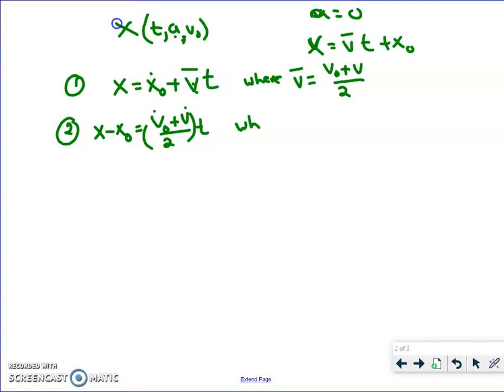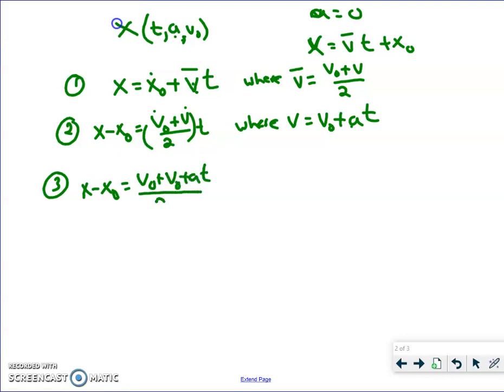So I can go to equation 3 at the top of our sheet, and I can say where v is equal to v naught plus at. And that's where I get my a in there. So now I can write my third step: x minus x naught equals v naught plus, now I'm going to substitute in for v what I just put. I don't need to put parentheses: v naught plus at all over 2, times t. Now I get to simplify.